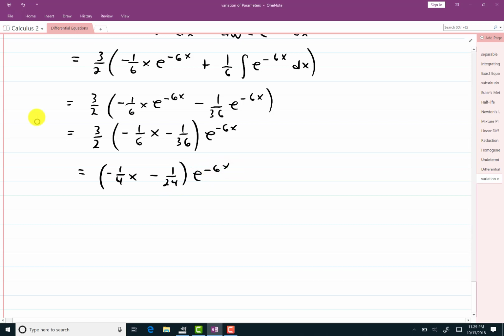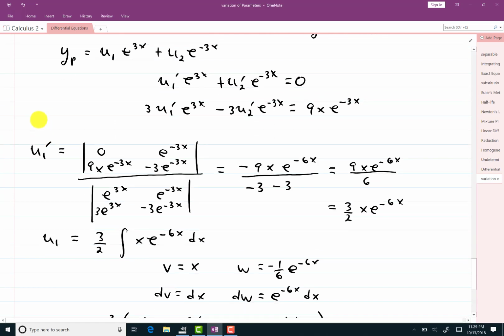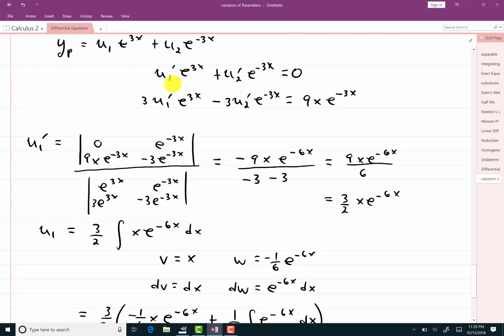Then for my u2 prime, this time when I form my solutions, I want to use the first column as it is. So my first column will be e to the 3x, then 3e to the 3x.